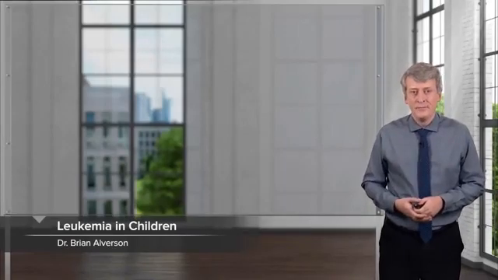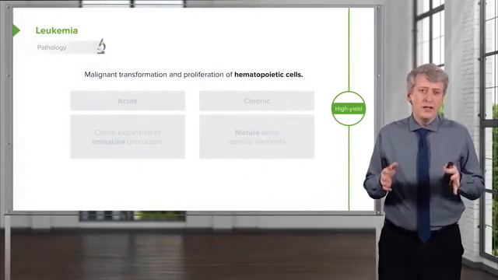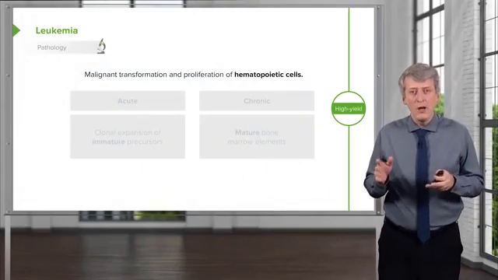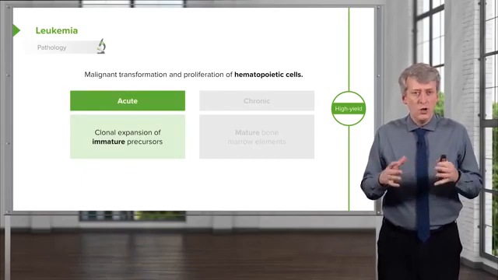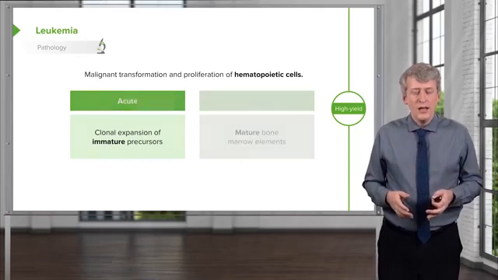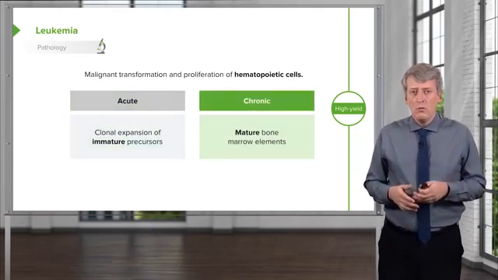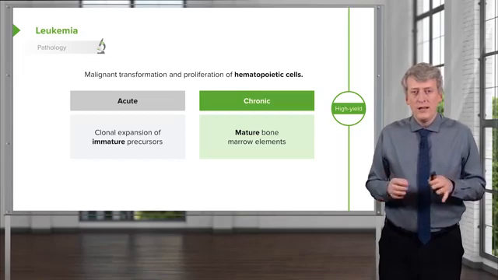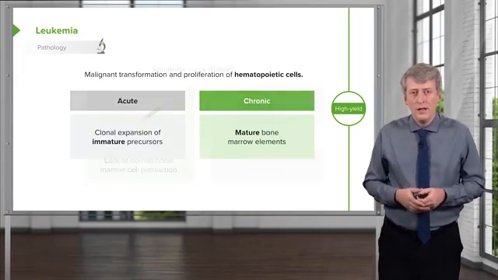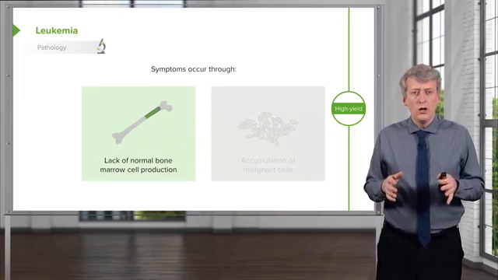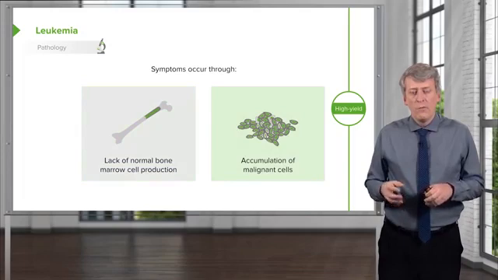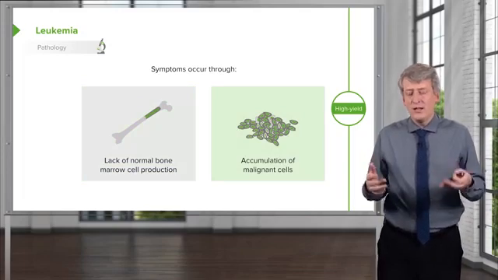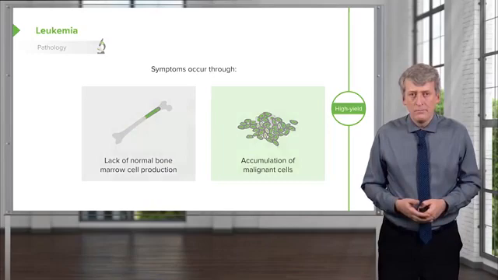In this lecture, we will review leukemia in children. So, leukemia is the malignant transformation and proliferation of hematopoietic cells. So we have acute leukemia, which is a clonal expansion of immature precursors, and we have chronic leukemia, which is mature bone marrow components that are then becoming clonal. So symptoms can occur from a lack of normal bone marrow cell production or from accumulation of malignant cells in tissues that otherwise shouldn't have them.